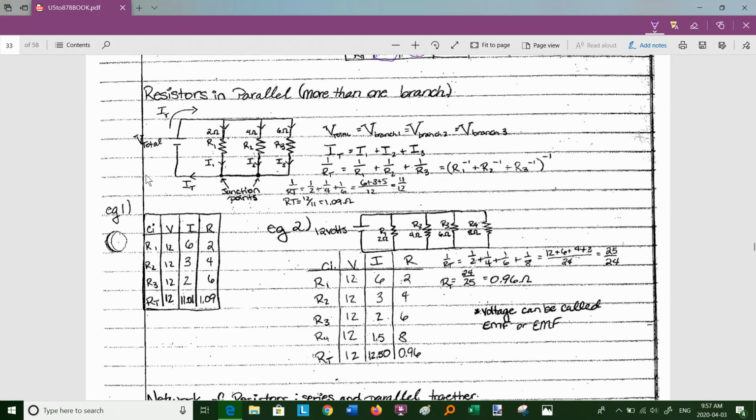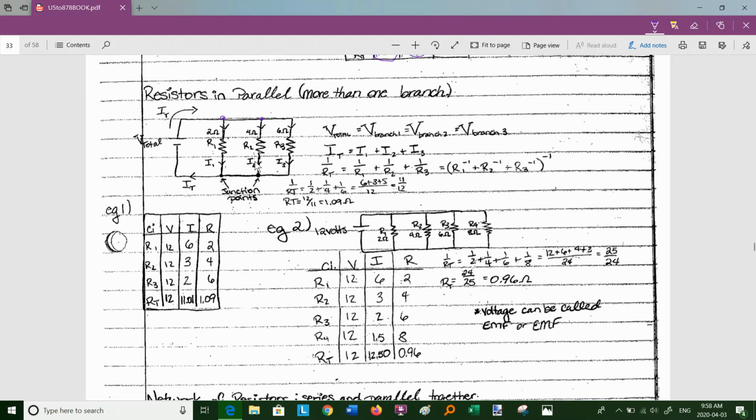Because I equals V over R, so the more R, the less I. Okay, so for parallel we have here in my first example 3 branches, and where the branches touch others is called a junction point. So I can put these little things here as junction points. So I got current going through 1 branch, 2 branch, 3 branch, and we'll keep it simple at the beginning and just have 1 resistor in each branch, but very soon we're going to look at more than 1 resistor in each branch.